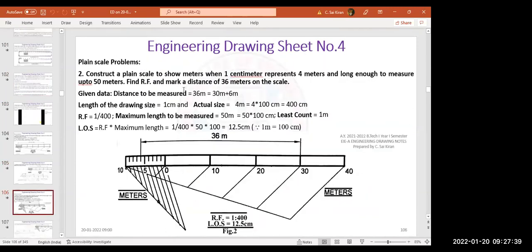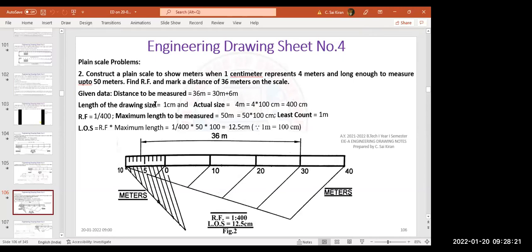So here you have to calculate. When you draw 1 centimeter on your drawing sheet, it represents 4 meters of the actual object. That is the problem they gave here. And the maximum length you can measure is 50 meters, and you have to find RF. Because the maximum length is 50 meters, you can measure only less than 50 meters, and you are measuring 36 meters. You have to divide this 36 meters into 30 meters plus 6 meters. The drawing size is 1 centimeter, but actually it represents 4 meters. So 4 into 100, it is 400 centimeters.